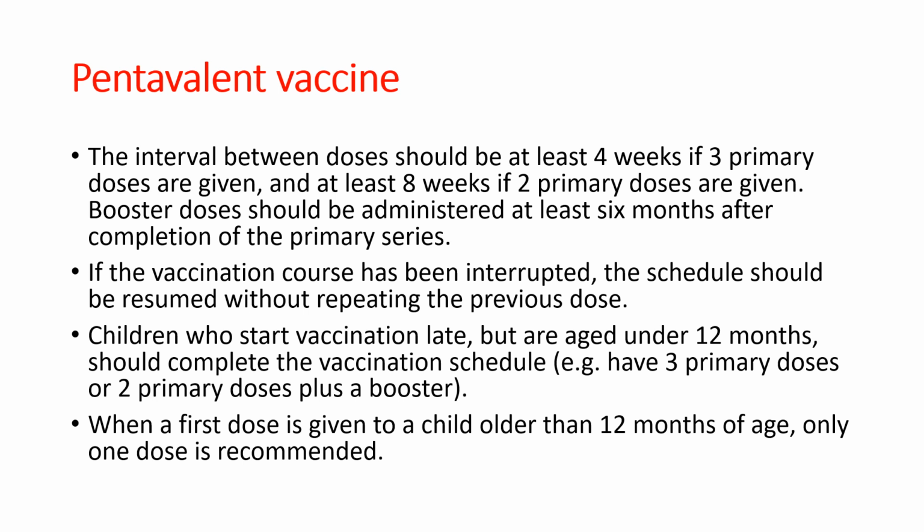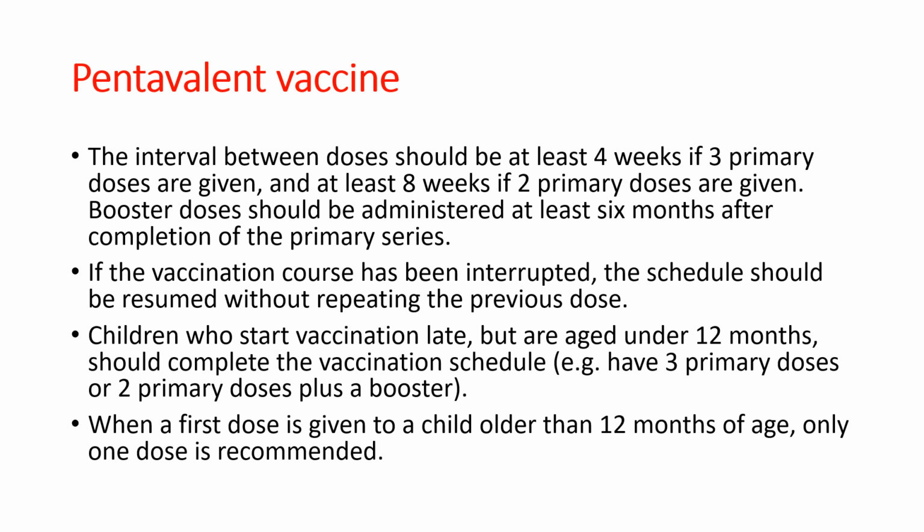Regarding the pentavalent vaccine, the interval between doses should be at least 4 weeks if 3 primary doses are given, and at least 8 weeks if 2 primary doses are given. Booster doses should be administered at least 6 months after the completion of the primary series. If the vaccination course has been interrupted, the schedule should be resumed without repeating the previous dose. So you can see for each of these vaccines, one universal standing is you do not restart the schedule. You just start from where you left.